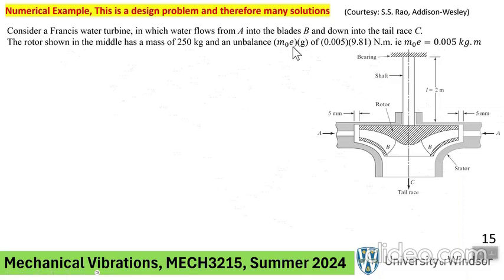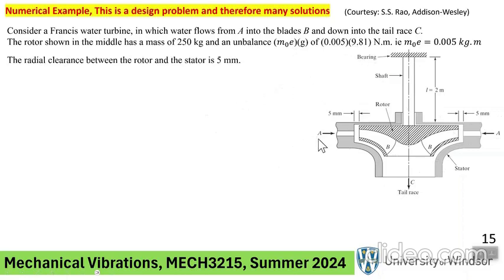You're not told what the eccentricity itself is, but we are told that this product is 0.005, of course, multiplied by g. The unbalance of this is given to us. Assuming that this dam is on Earth, at sea level, let's say g is 9.81, and we can find m naught e. That's what we need. Once again, we are told that the unbalance is 0.005 g, or 0.005 times 9.81.